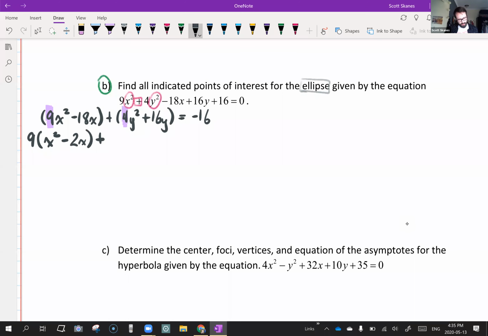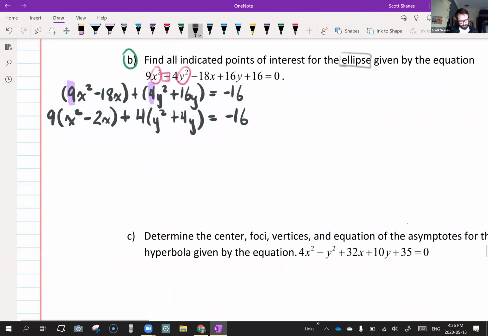What do I do now? I factor out the 4. That leaves me with y squared. And what's 16 divided by 4? It's 4. So it leaves me with y squared plus 4y. And again, if I multiplied this back through, I would get the same thing I started with. So I know that it's correct. Equals negative 16. I don't add anything to that side yet because I haven't completed the square yet. Hopefully you're with me so far.